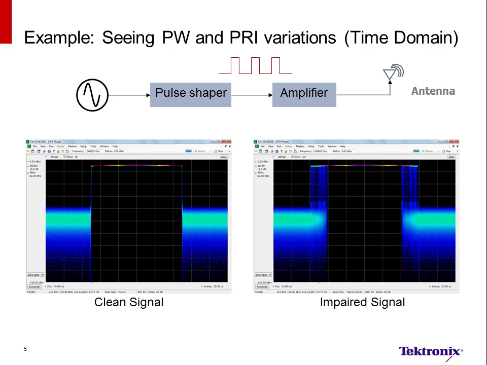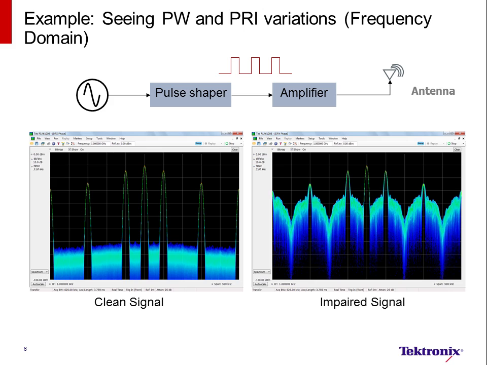What I've done here is put together some demonstration signals that I would normally be using for a live demo, but in this media I'm just going to stay with the static screenshots. What I'm showing here is a very simple CW pulse radar. You would start off with a carrier frequency which goes through a pulse shaper, finally to an amplifier, and then the antenna. What a clean signal looks like is all the pulses are the same, with the same rising and falling edges. But in an impaired signal, the rising and falling edges have a severe amount of jitter.